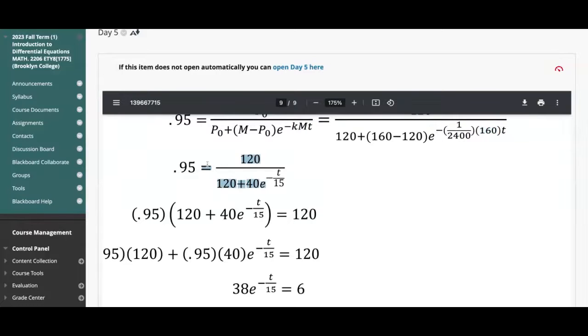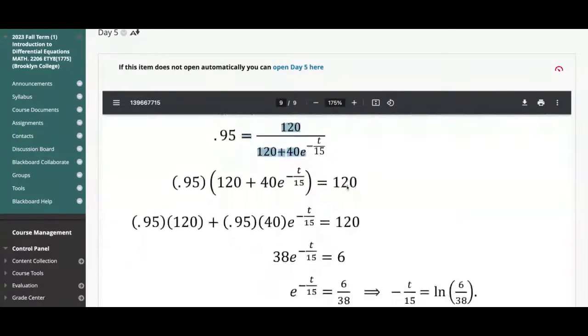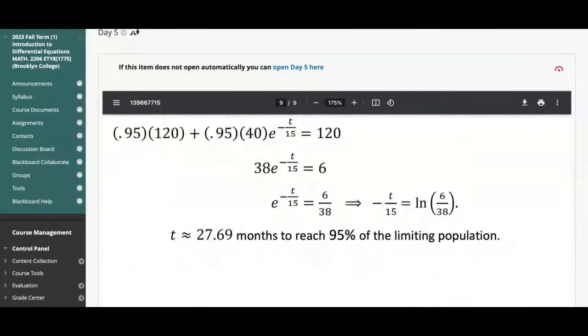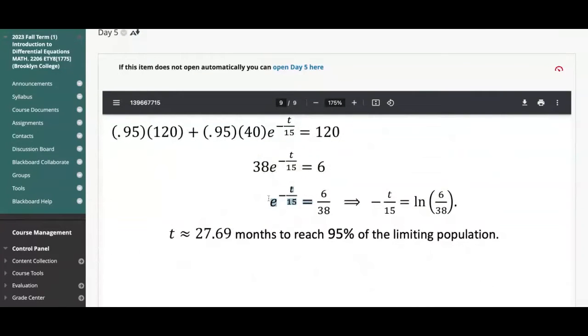Simplify it, we get this. Keep simplifying, keep doing the calculation. In the end, we get e to the negative T divided by 15 equals such number. We take ln on both sides. So negative T over 15 equals ln of this.